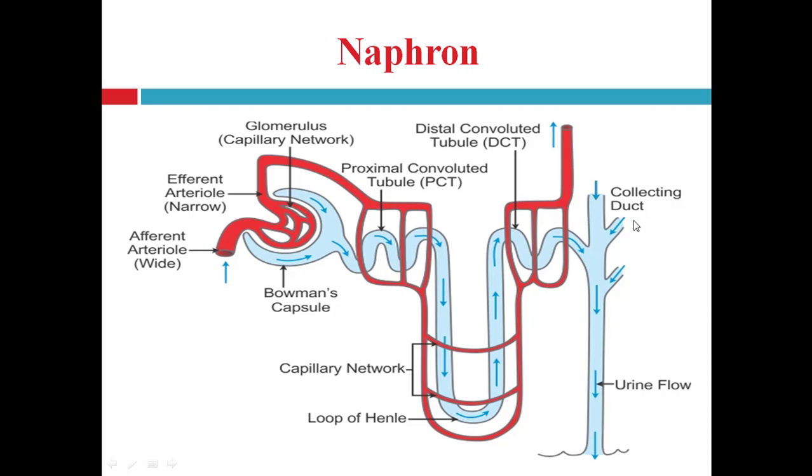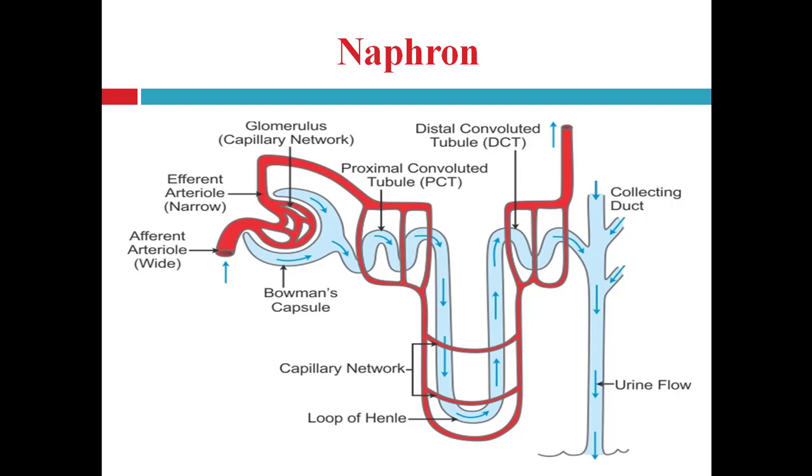After that, the distal convoluted tubule opens into the collecting duct. Right? That opens into the collecting duct where the final urine is collected. Right? So these are all important parts of the nephron which are involved in urine formation. Mainly two parts, glomerulus and tubules.